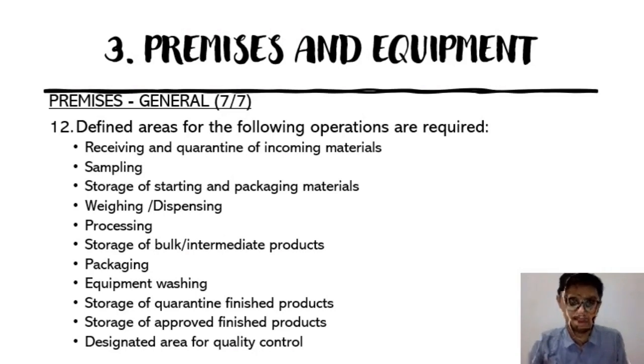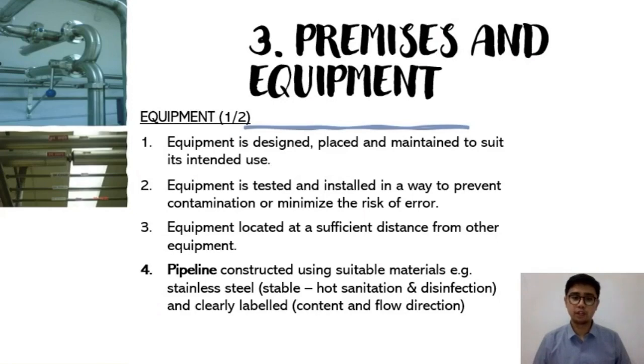Now we proceed with the specific requirements for equipment. Number one, equipment is designed, placed, and maintained to suit its intended use. Number two, equipment is tested and installed in a way to prevent contamination or minimize the risk of error. Number three, equipment is located at a sufficient distance from each other, and the pipeline is constructed using suitable material.